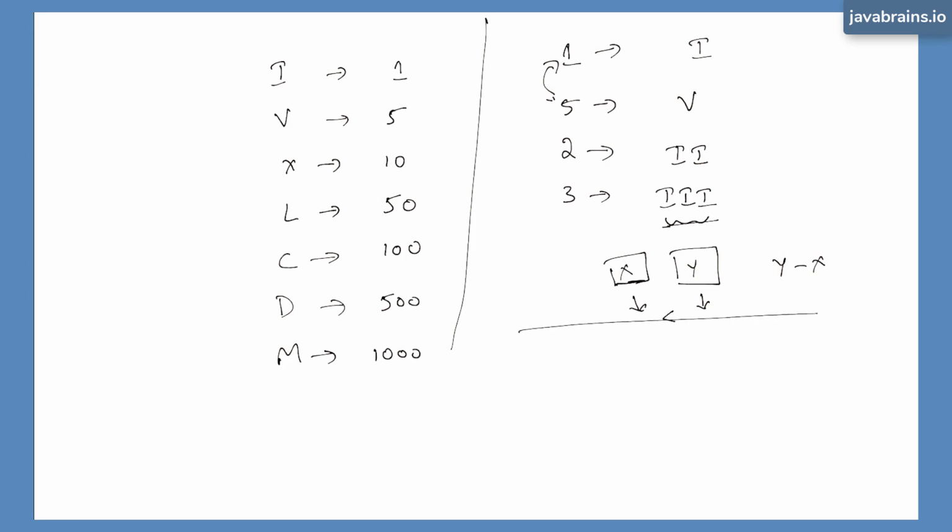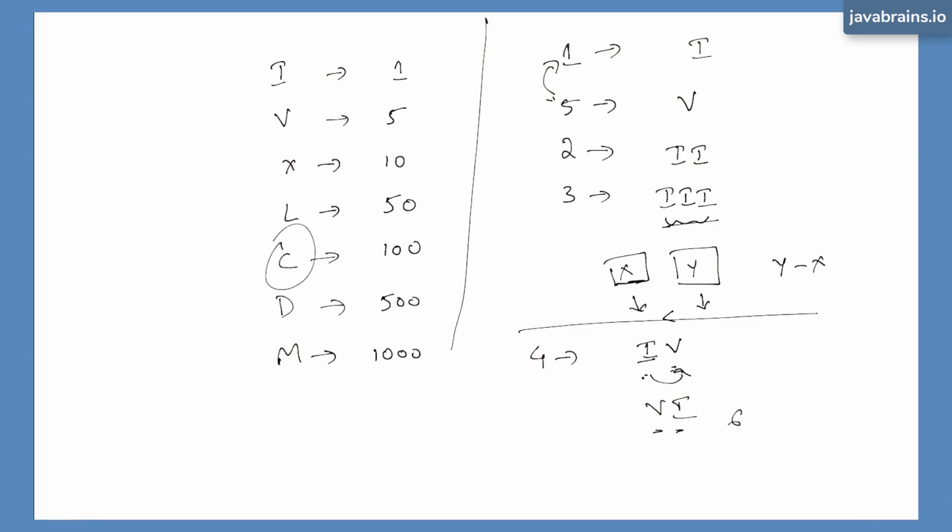So for example, 4 is not 4 I's. You have I, V, right? So I is smaller than V, but then I is in front of V. So you're going to have to subtract. So it's not going to be 5, it's going to be 4. However, if I comes after V, let's say VI, then this is additive again, right? So this is 5 plus 1, is equal to 6.